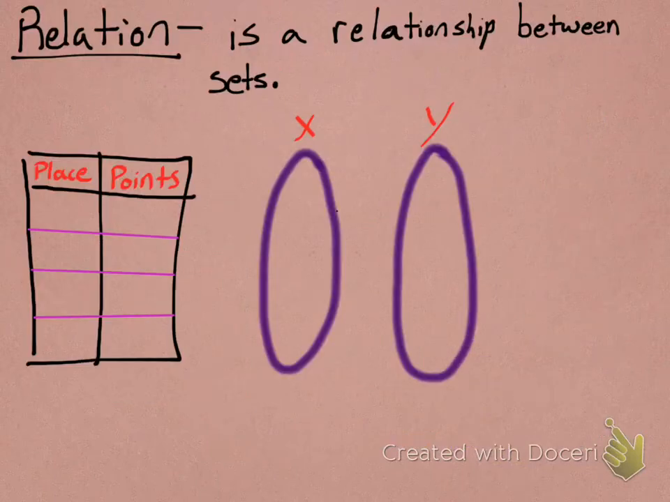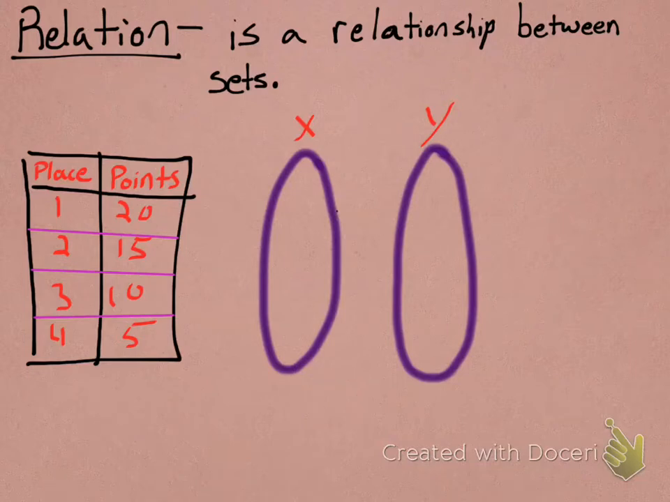All right, a relation is a relationship between sets. So what you should know is that it has a relationship, something that means something together. So let's talk about a race. What place they got and how many points. Well, if they got first place, they should get more points. So let's say 20. Second place, 15. Third place, 10, and fourth place, 5. That's how you would show it as a table.